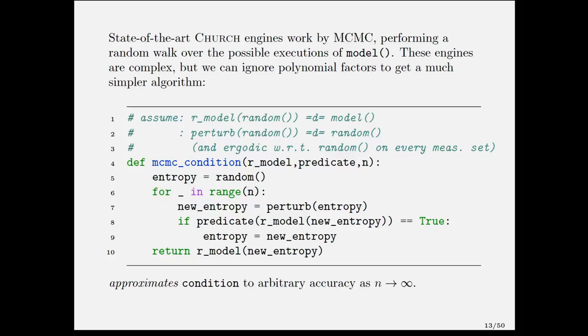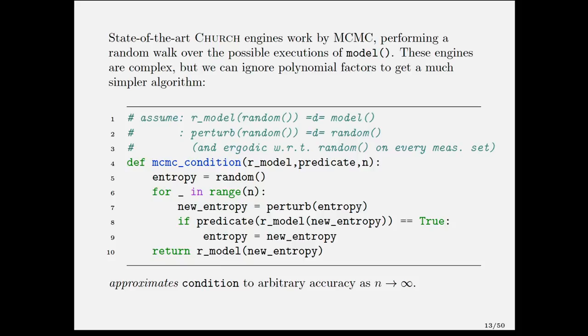That's what I need. And then I have some operation that acts on randomness that leaves the randomness invariant. So I have a way to perturb in a measure-preserving way my randomness, right? And then technically I want this perturbation operation to be ergodic with respect to this distribution.